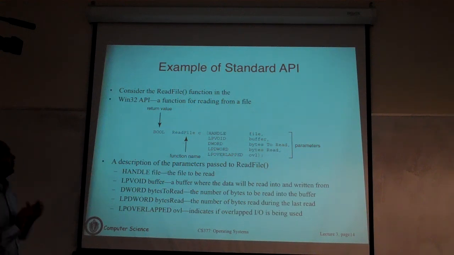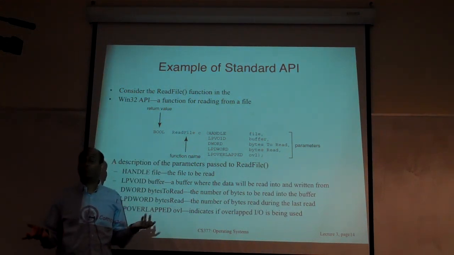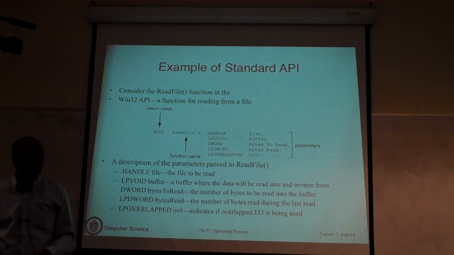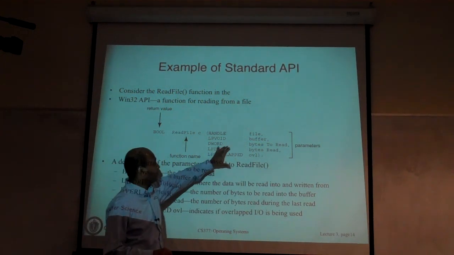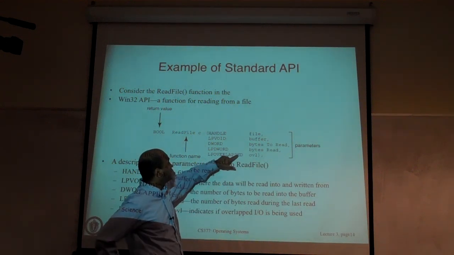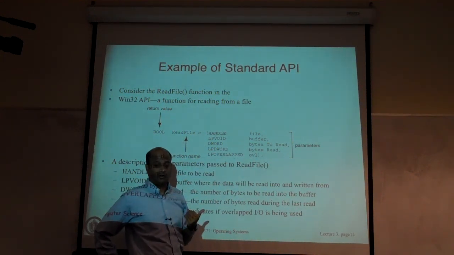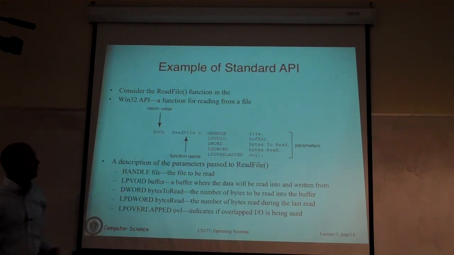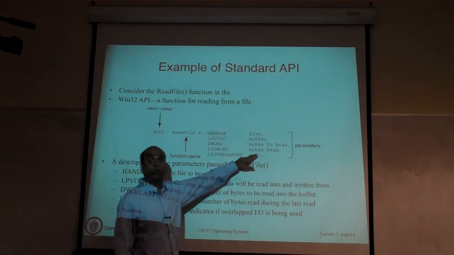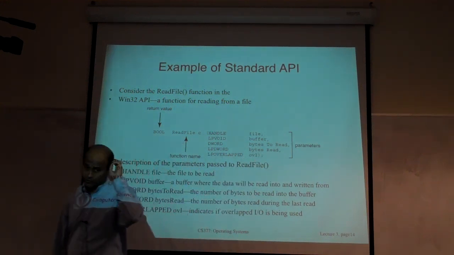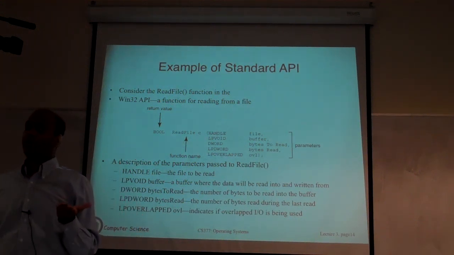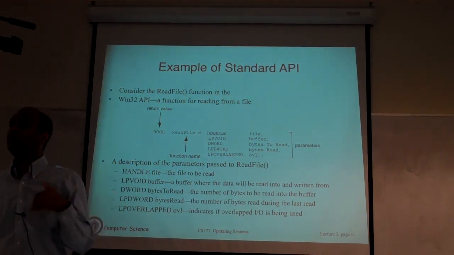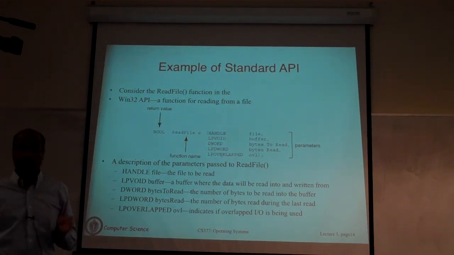And here is an example of a standard library API. In this case, it's a Win32 API. This is a function called ReadFile, and you can imagine it allows you to read data from a file. And here are the arguments or the parameters that you pass. That's pretty standard stuff. There's a buffer that you pass in to read data into, there's a file, and you specify how many bytes you want to read and so on. If you are writing a Windows program in C or C++, this is the API you will use to write your code.